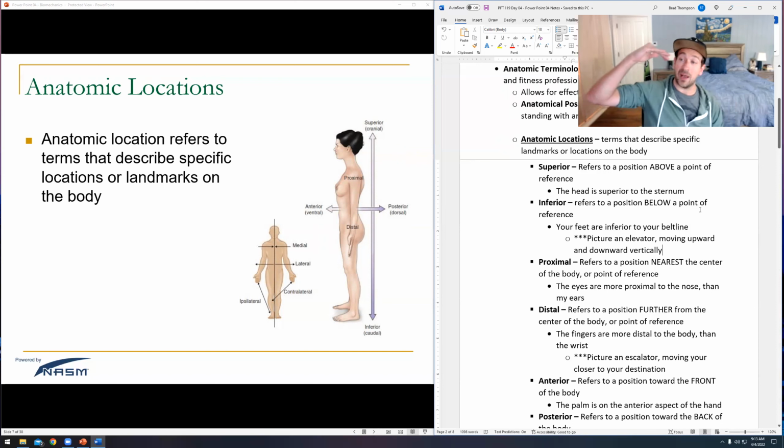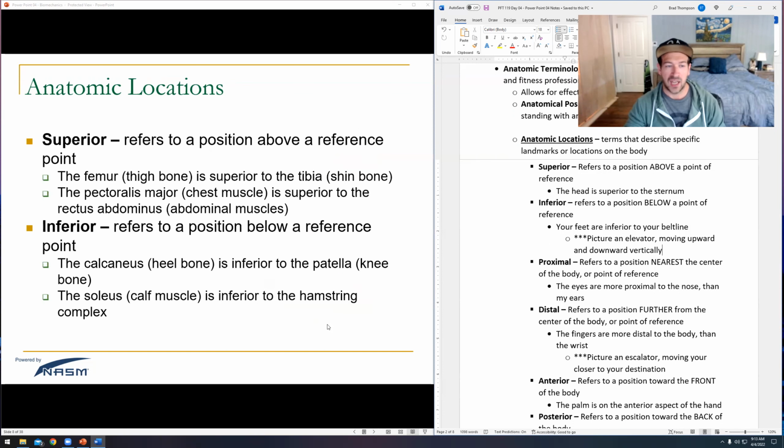So superior is above, which means inferior is going to be below. Picture an elevator, right? If it goes up, you're going superiorly. If it goes down, it goes inferior. It can't move side to side. It's just an elevator. It goes straight up and down. So inferior, like your heel bone, your calcaneus, that's inferior to your patella, right? It's below your knee bone. Your soleus, that's your calf muscle, is inferior to the hamstring, which is directly above it, right? Your hamstring is the upper thigh. Your soleus is sort of the back of your heel.